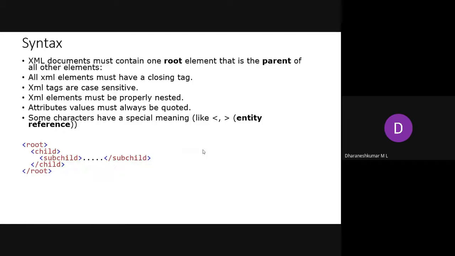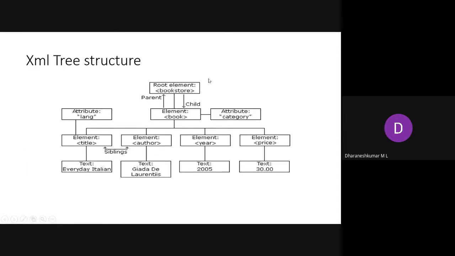Then what is the syntax? How can you write an XML document? I told you an XML document must contain one root element. This one we call the parent of all other elements. With respect to this example, the bookstore is the parent element, or I can call it the root element. Then the book, title, author, year, and price will become the child nodes.